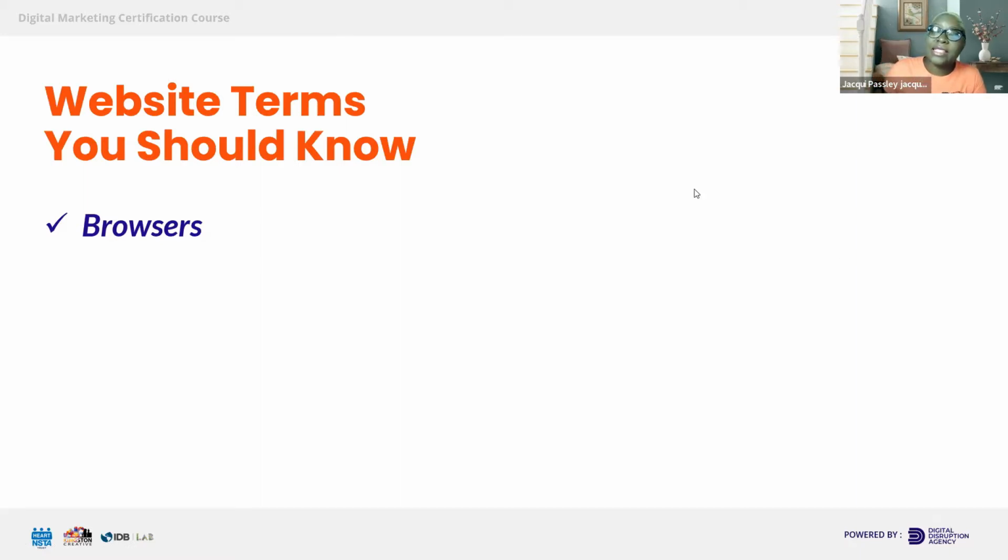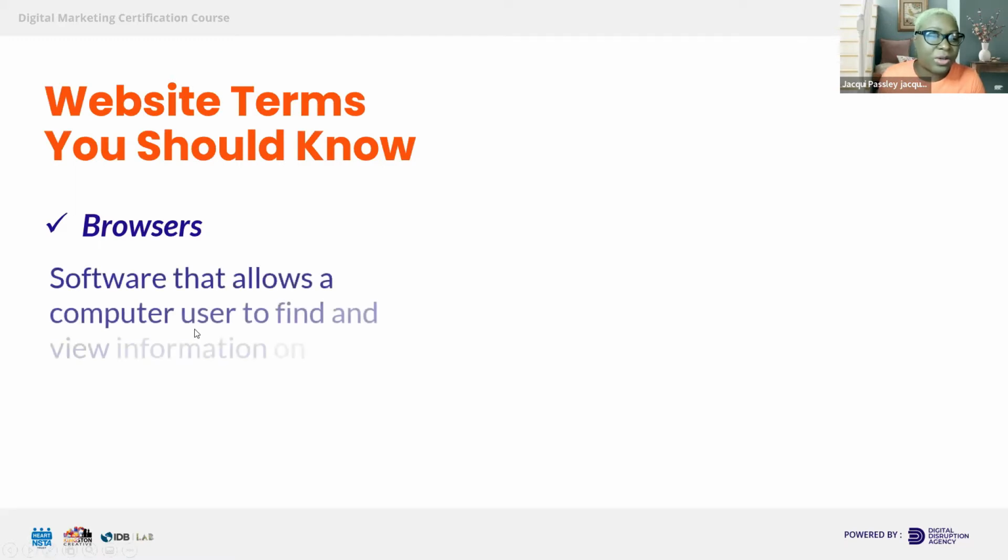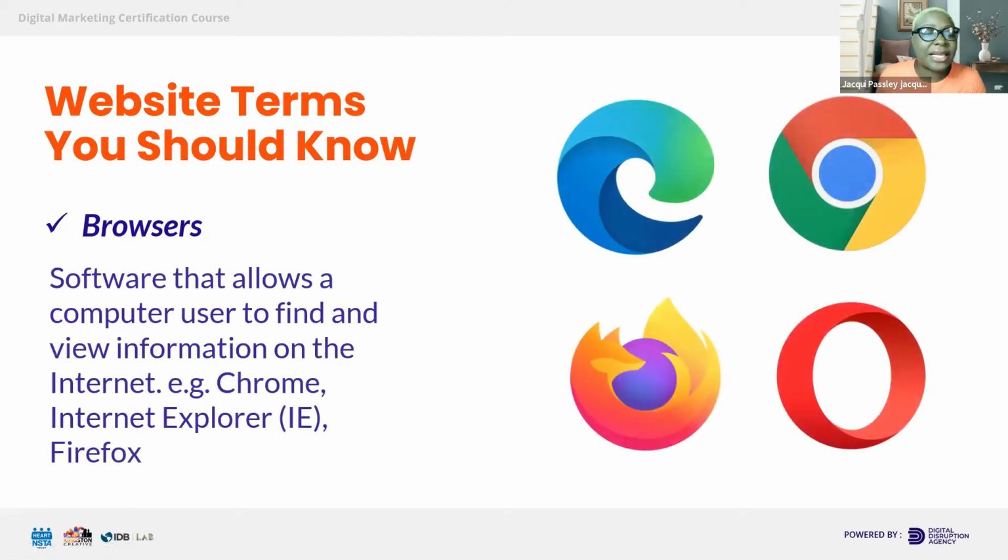Okay. All right, guys. So let's look at what the definition of a browser is. It's a software that allows a computer user to find and view information on the internet. So Chrome, Internet Explorer, Firefox, Opera. Now somebody says browsers are search engines, and there's a difference between a browser and a search engine. Now you can use a browser to access a search engine, but they're not necessarily one and the same thing. Okay? All right. So it's a software that pretty much allows a computer user to find and view information on the internet.